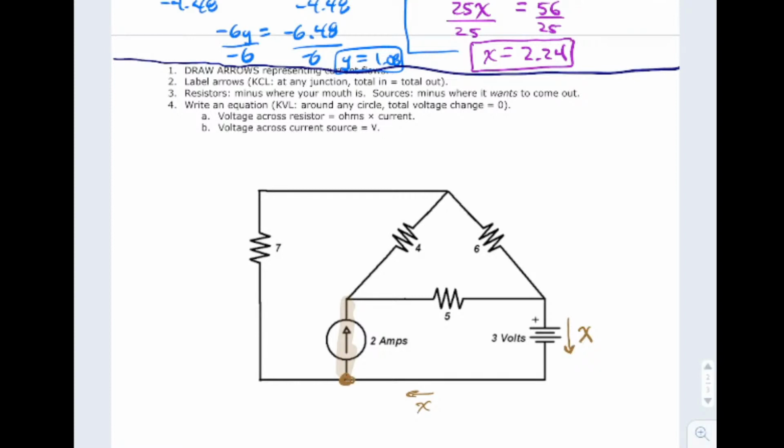Notice at this junction, I've got a current here that's going up. Well, it's 2. I'll just put it right there, 2. It's 2 amps going up.